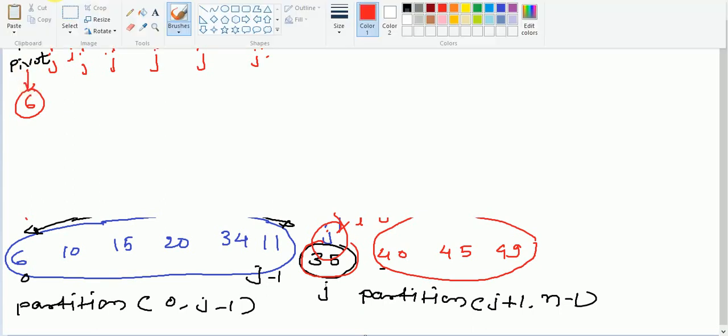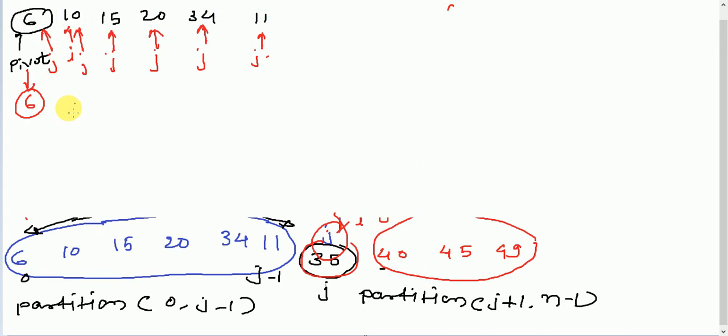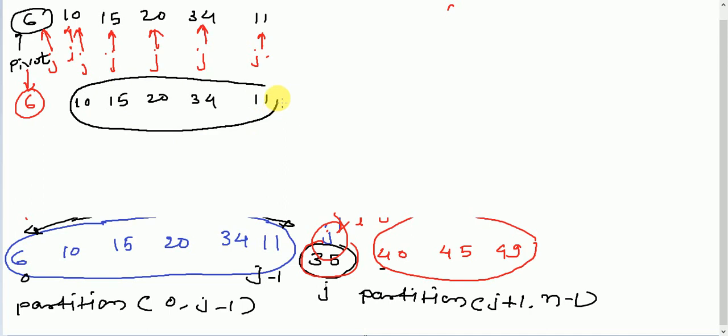The remaining unsorted array is only on the right half, and that array is 10, 15, 20, 34, 11. This is our j. Then it will go from j plus 1 to n minus 1, which we'll see in the logic. Now here again we'll select 10 as the pivot element, and again we'll apply this recursively.